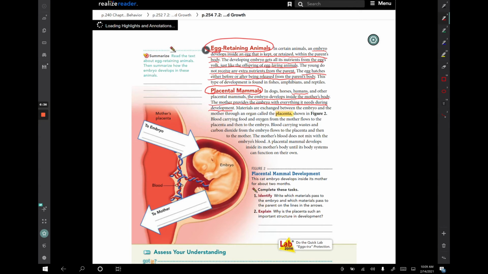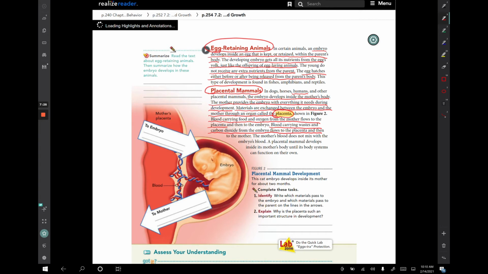These materials are exchanged between the embryo and the mother through what's called the placenta. So the placenta is an organ in which the materials are exchanged between the embryo and the mother. What happens is that the blood that carries the food and the oxygen from the mother flows into the placenta, and then that oxygen and the food, if you will, is transferred through the placenta into the bloodstream for the embryo. And then the blood that is carrying the wastes and the carbon dioxide from the embryo flows into the placenta and then transfers through the placenta into the mother's bloodstream.